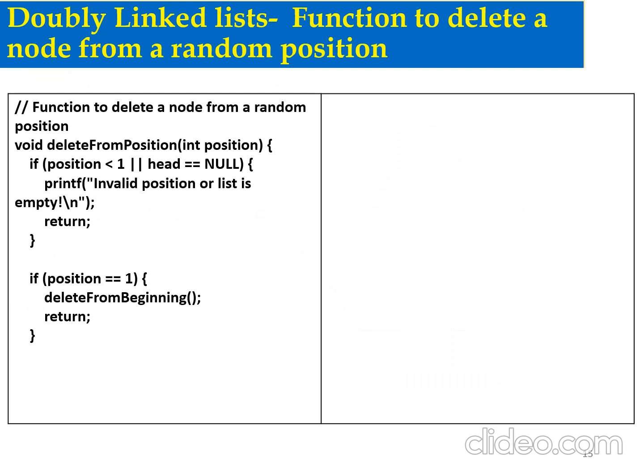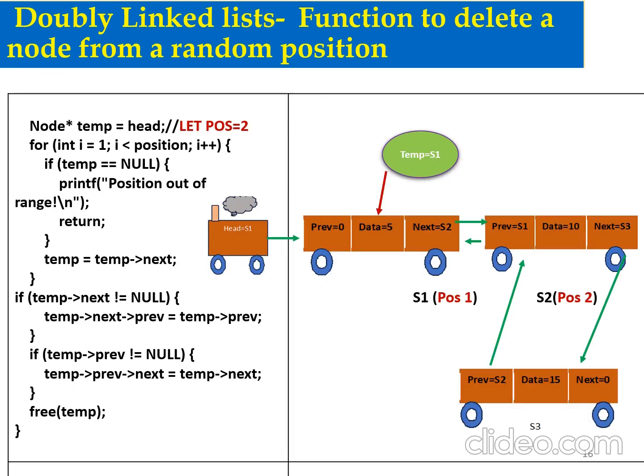Okay, then function to delete a node from a random position. Okay, I don't want to delete a node from the beginning or end, I want to delete at some random position. Now see here, so this is position 1, this is position 2. I have the compartments S1 and S2. So let my position equal to 2. I want to remove the second compartment.